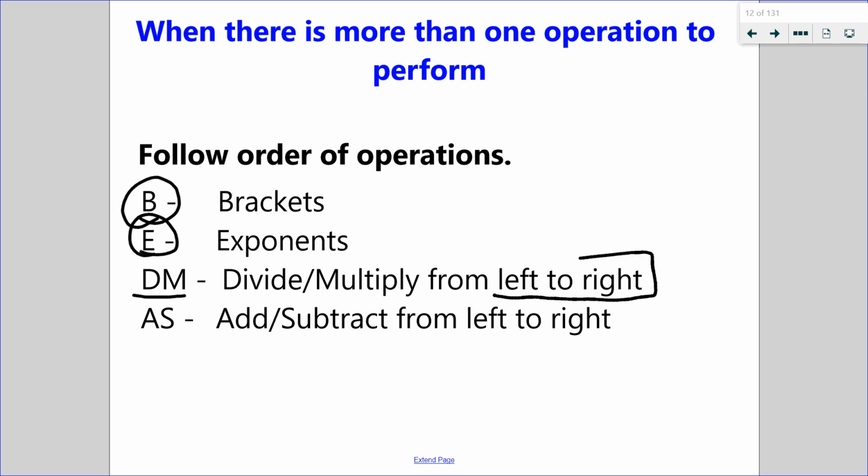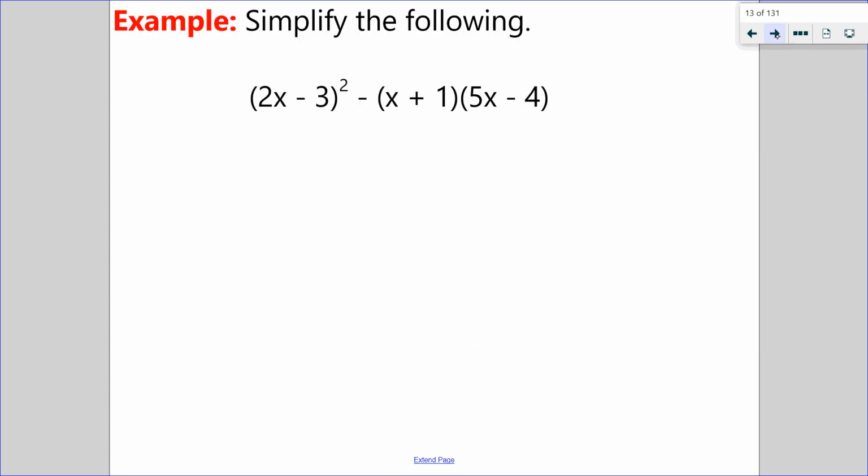So I don't want you guys to think that it has to be divide and then multiply. That's why I write them on the same level. It's just whichever one comes first. Same thing for adding and subtracting, again from left to right. So let's try an example. This one here, I have 2x minus 3 squared minus x plus 1 times 5x minus 4.